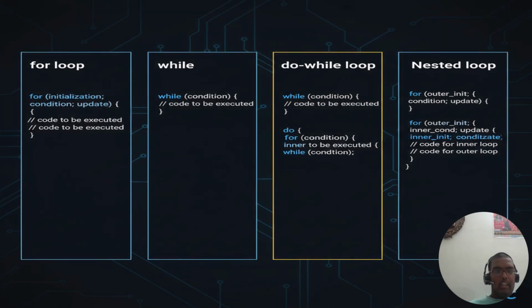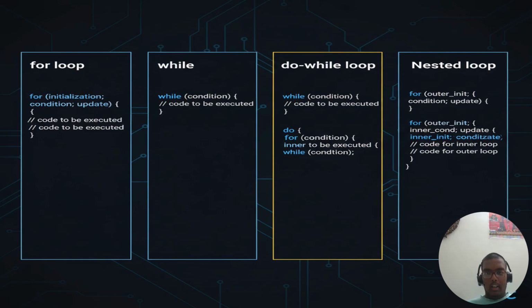Now, here are the syntaxes of the different loops. For loop, as I told, initialization, condition, updation come in a single line, and this is the block where the code is run. Now, while. Before while, initialization comes here. The first step is initialization, then while condition, and in the code to be executed, the given variable is also updated.